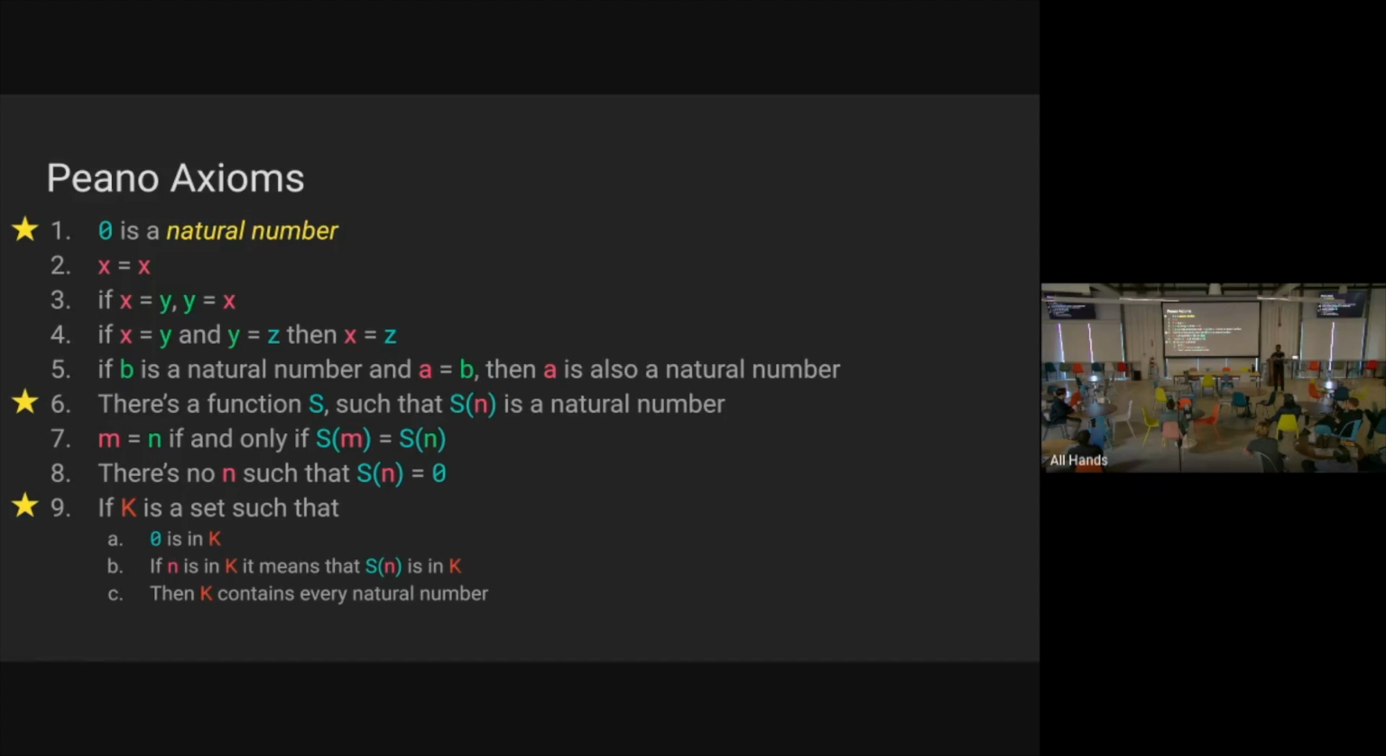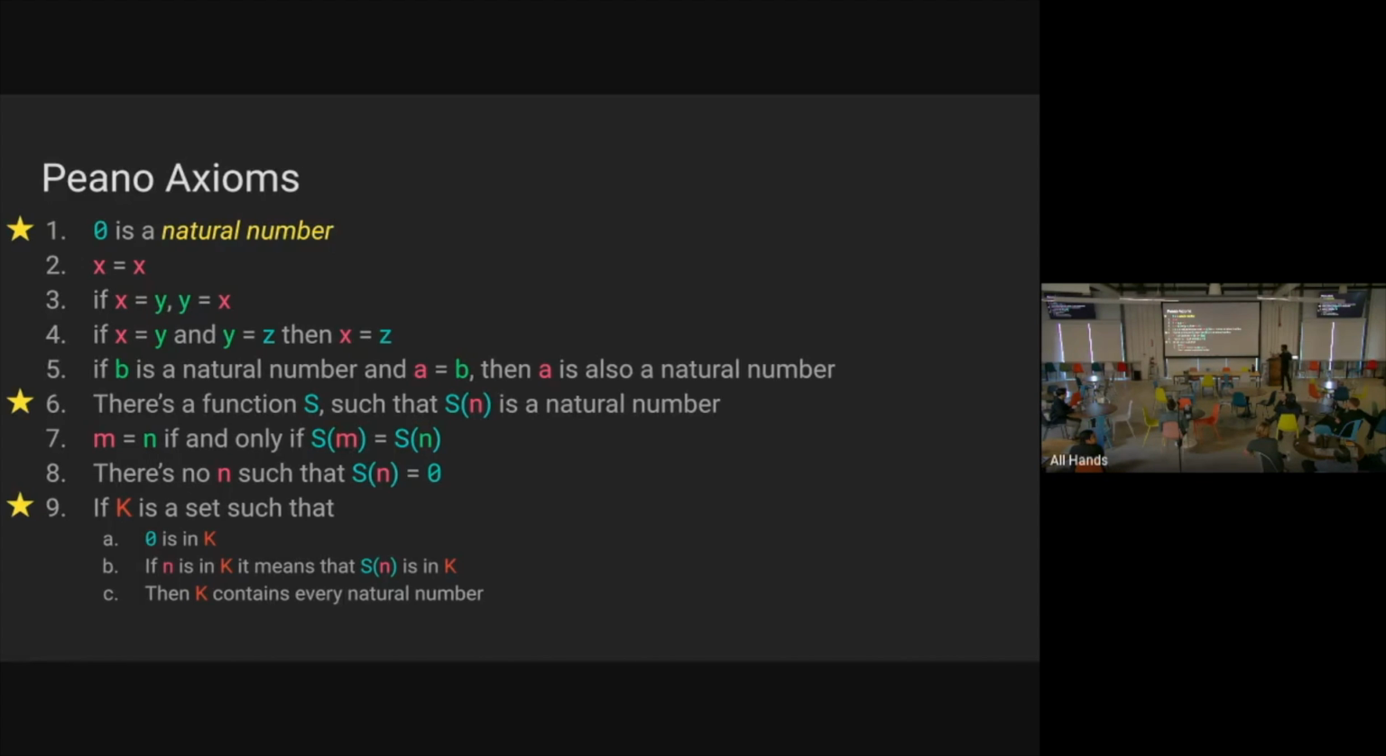So here they're saying there are no loops. It's just like this directed graph that goes all the way out to infinity. Sound good? This is it. This is all you need to define all of math.